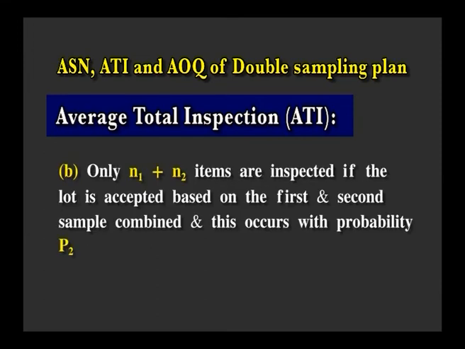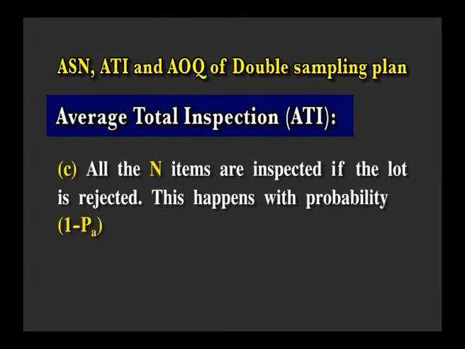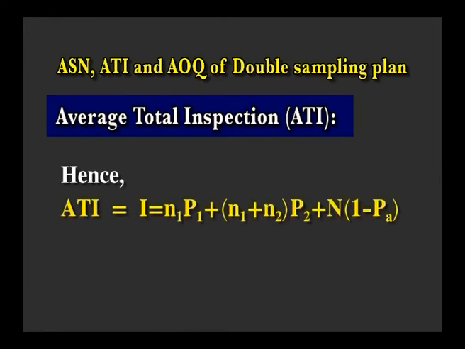Only N1 plus N2 items are inspected if the lot is accepted based on first and second sample combined, and this occurs with the probability P2. All the N items are inspected if the lot is rejected. This happens with the probability 1 minus Pa. Hence, average total inspection ATI is given by I equals N1 P1 plus (N1 plus N2) times P2 plus capital N times (1 minus Pa).